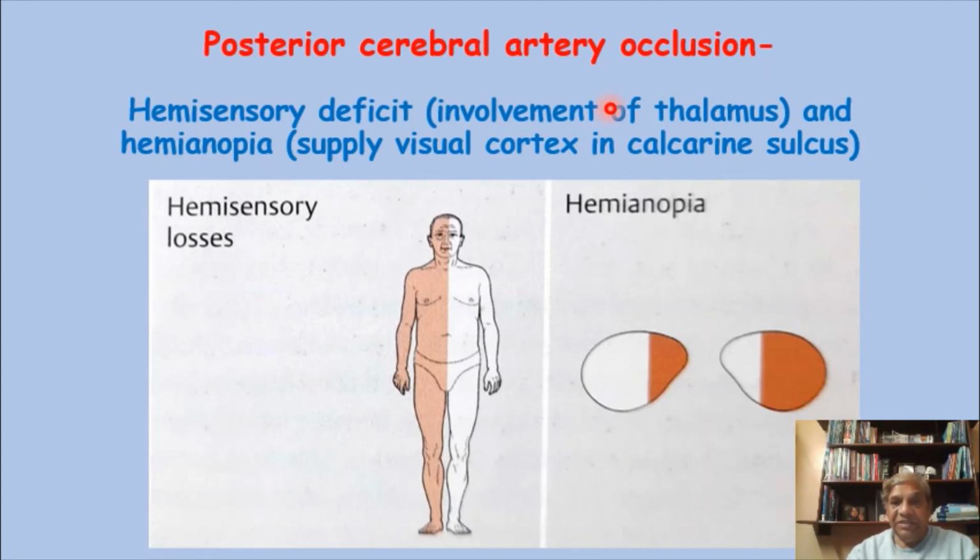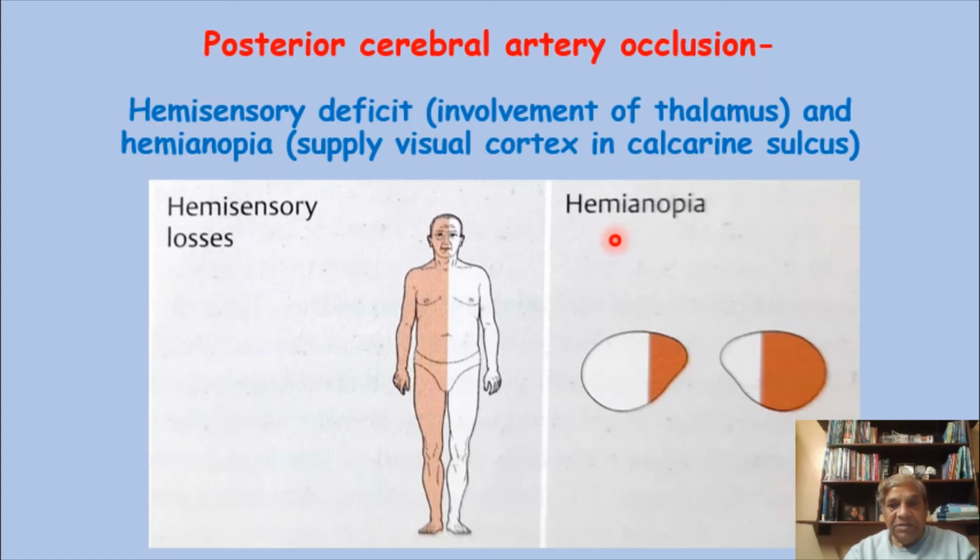So hemisensory deficit may be there because of the involvement of the thalamus, which is the relay station for all the sensory impulses, and there will be hemianopia, that is the supply of the visual cortex will be lost, in the calcarine sulcus. But this will be with macula sparing. What is macula sparing? That means the visual field will be lost, but the macular area of the retina will be spared, and this is represented at the occipital pole.